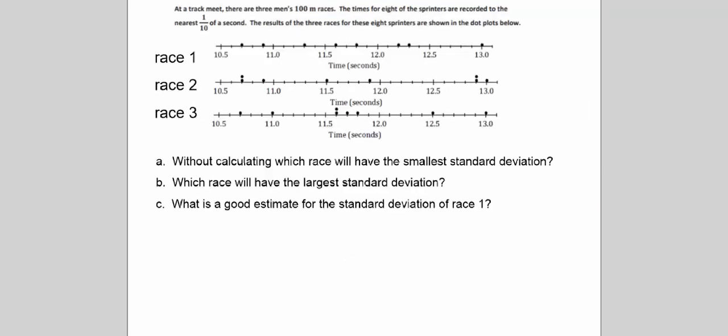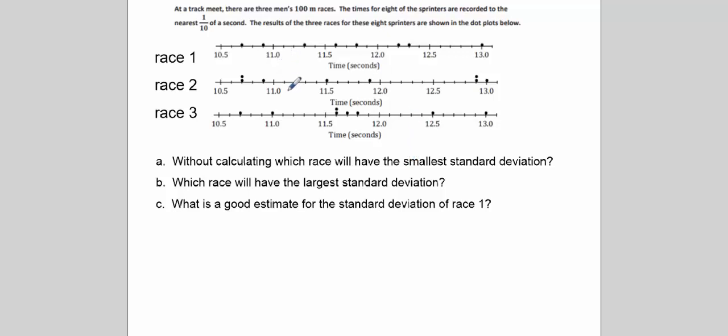Okay, so new problem. We have some people running a 100-meter race. The times are given below. These are in seconds with tenths of seconds. There's 3 different races going on with different times, and we want to know which race is going to have the smallest standard deviation. In other words, which race seems to be grouped more tightly than the others.